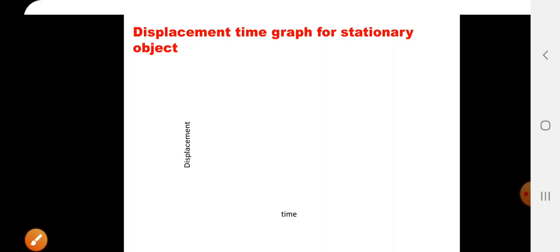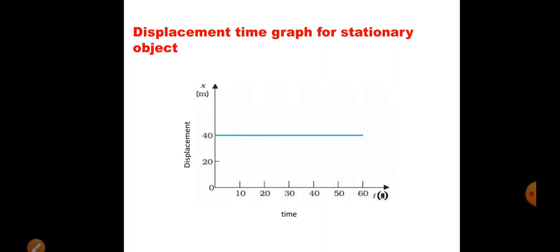If the body is not changing its position, the displacement remains constant or it remains zero. Then the displacement time graph for a stationary object will be a straight line. You can see the blue color straight line parallel to time axis. We will move on to the next graph.